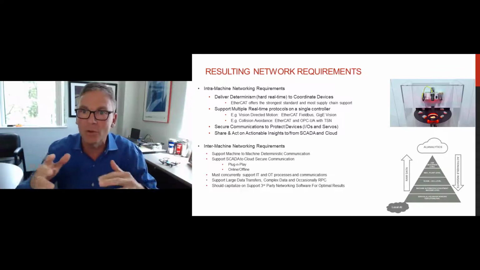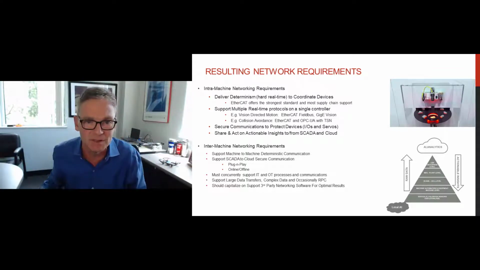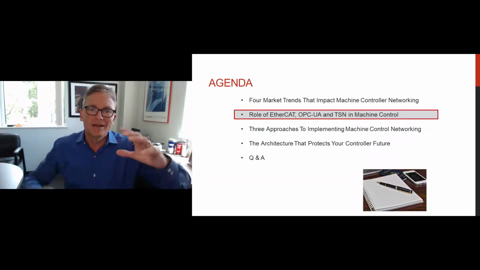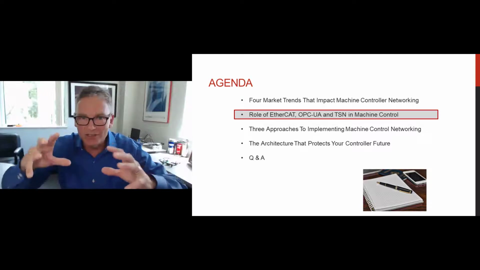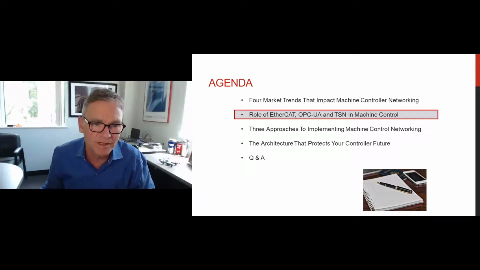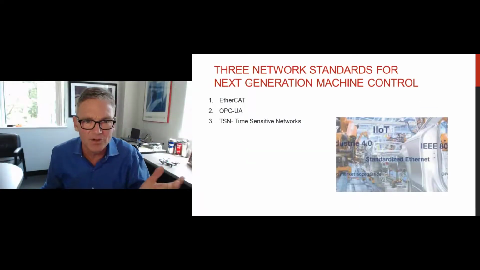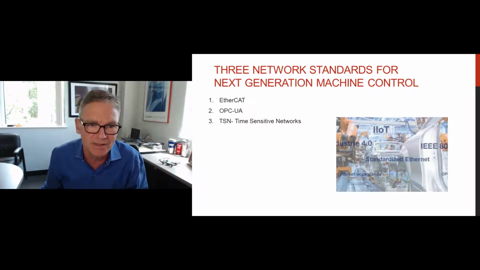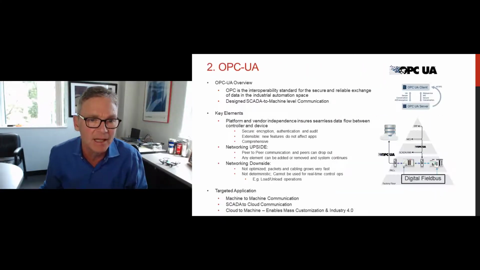And you also want to be able to support large data transfers between these machines. Okay, so I've tried to summarize the trends, look at the market. Now I'm going to talk about what are the technologies that are available. And of course, there are EtherCAT, OPC UA, and TSN, Time-Sensitive Networking. Let's see where we are.